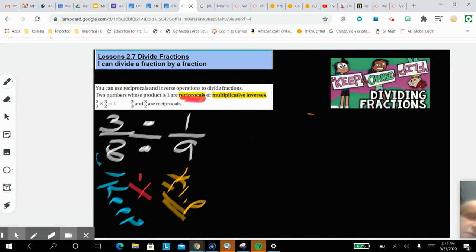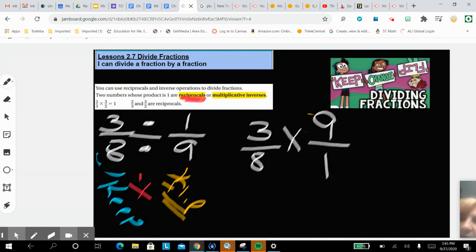So we're going to keep the first one, 3/8. That's keep. Now we're going to change the divide to a multiply, and then we're going to flip that second fraction. So now we have 3/8 times 9 over 1. So 3 times 9 is 27. 8 times 1 is 8.